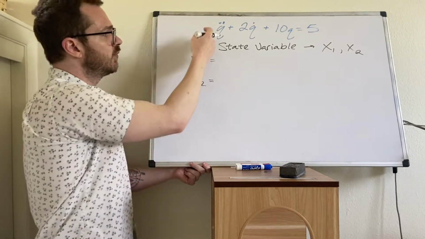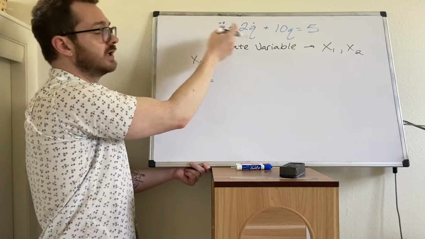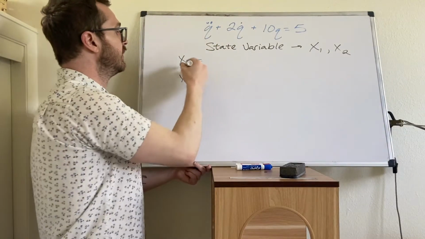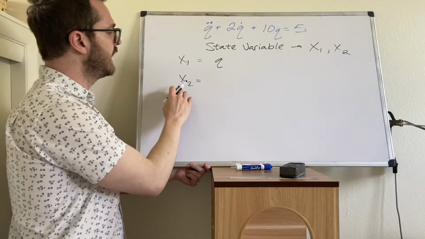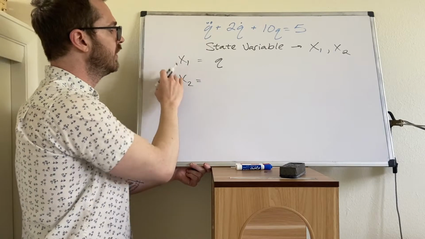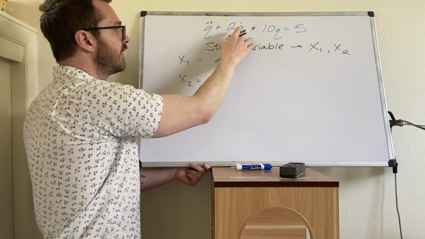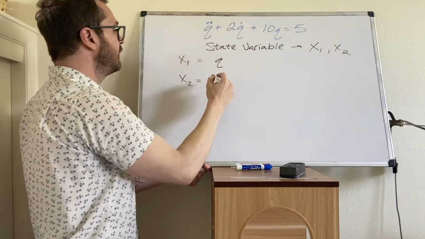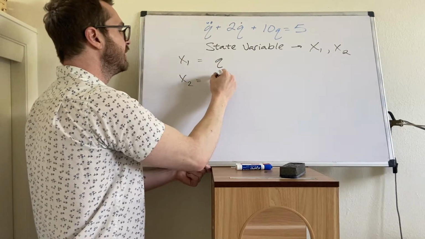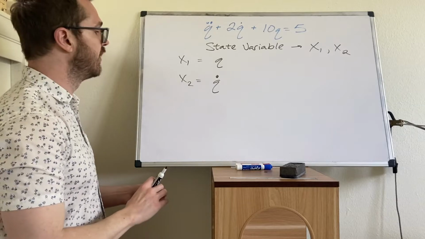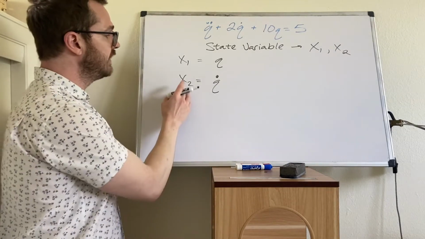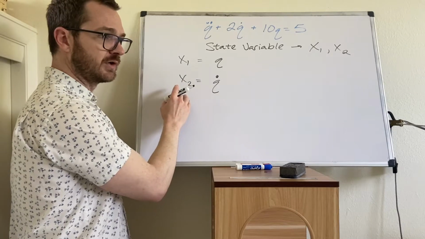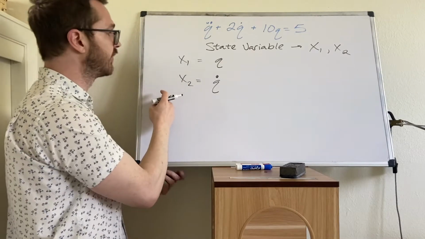So what are x1 and x2? Well, what's the variable in the equation? It's q. So let's start with q. I'm going to say that x1 is equal to q. For x2, we have q and then q dot and q double dot. So let's make x2 be q dot. Now, I said we're going to be solving differential equations, right? These are not differential equations for x. These are just equations for x.